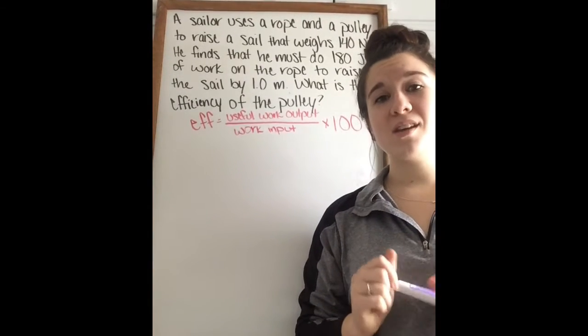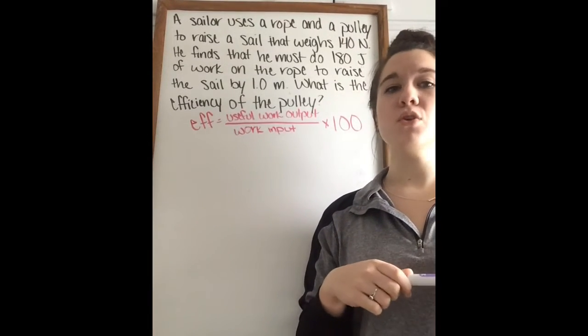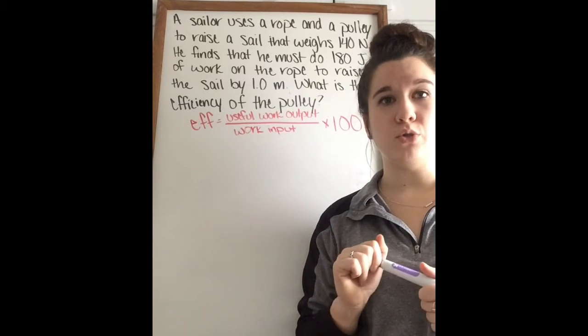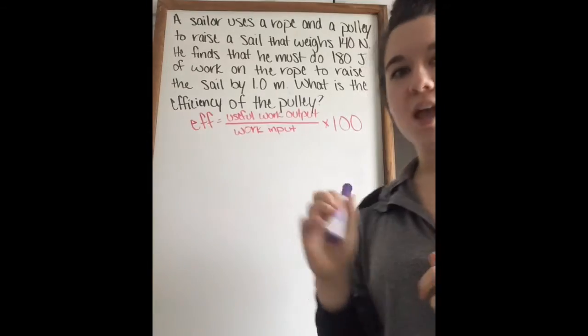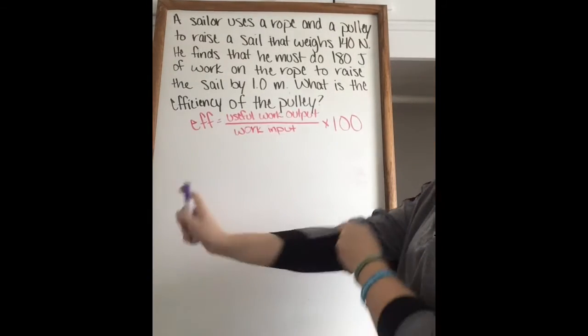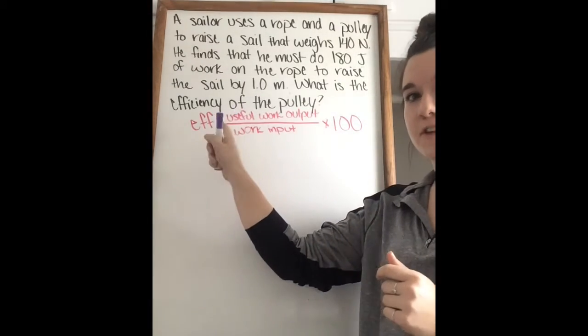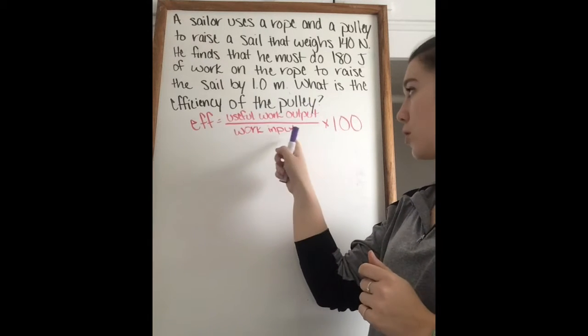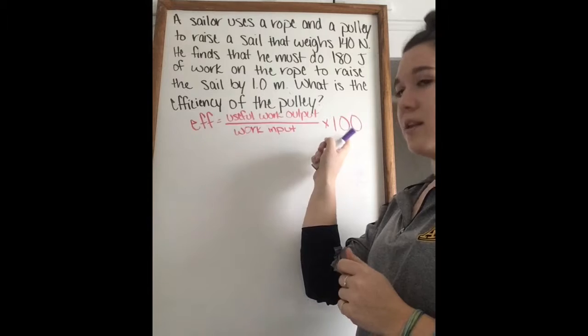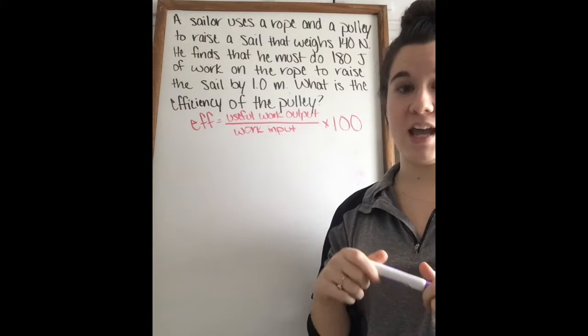Okay, so today we're working on our efficiency problems. You should have already done the reading or looked over the notes, so you should be familiar with efficiency. So we're going to get right to it. Okay, when we do efficiency problems, our equation we're using is our efficiency equals our useful work output over our work input, and then we take it times 100 because we want it as a percent.